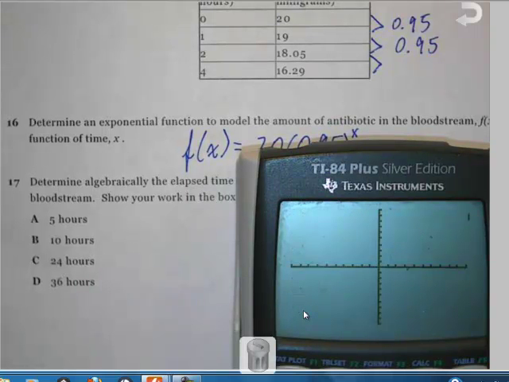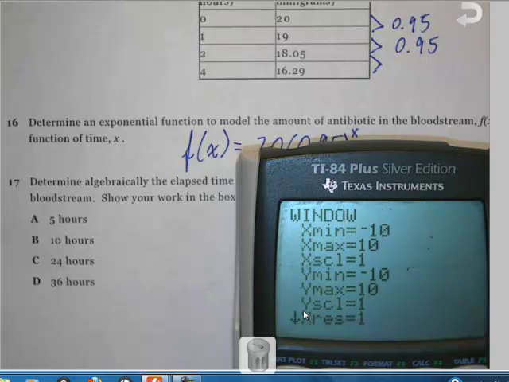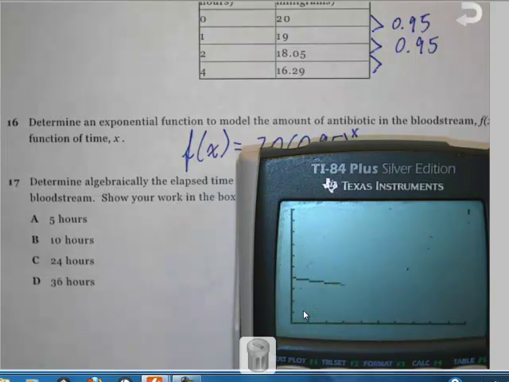Now, right now, we are not going to see all of this because this is outside of our standard window. So we're going to go to our window, and we are going to go from 0 to 10, and we are going to go from 0 to 50 by intervals of 5, just so we can see it. And so there's our decay curve. And then there's our 12. And we're going to trace our point of intersection, second trace. And our point of intersection is 9.95, which is about 10 hours.